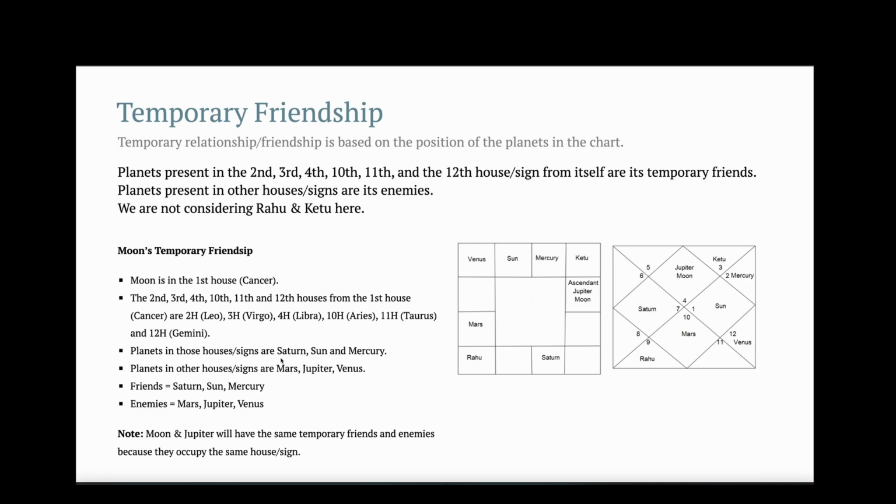The planets in other houses are Mars, Jupiter and Venus, so they are not the temporary friends of Moon. So the friends are Saturn, Sun, Mercury. Enemies are Mars, Jupiter, Venus. Since Jupiter is also in the same house as Moon, Jupiter will also have the same friends and enemies as Moon.